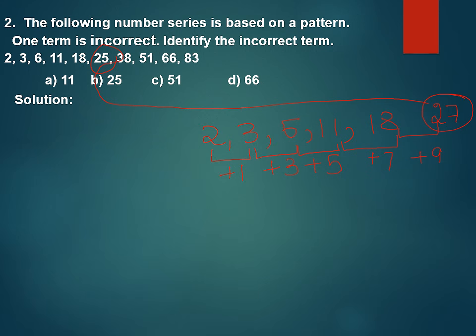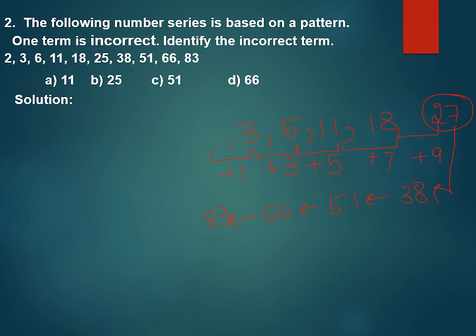Now the number coming here is 25. So where is the problem lying? The problem lies in 25. If it would have been 27, then with the next addition it would become 38, then 51, then 66, and then 83. The other series is correct, but the problem is lying in 25. So which is the incorrect term? The incorrect term is 25.